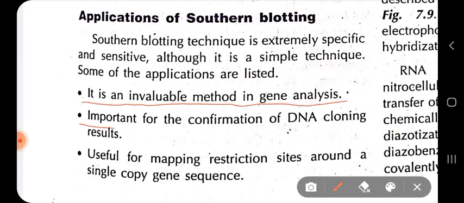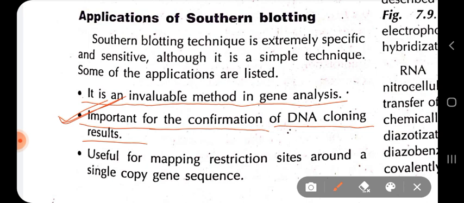Okay, it is important for the confirmation of DNA cloning results. That means with the help of Southern hybridization, or you can say with the help of Southern blotting, we can confirm our DNA cloning, that yes, our gene of interest is present in that particular cell.